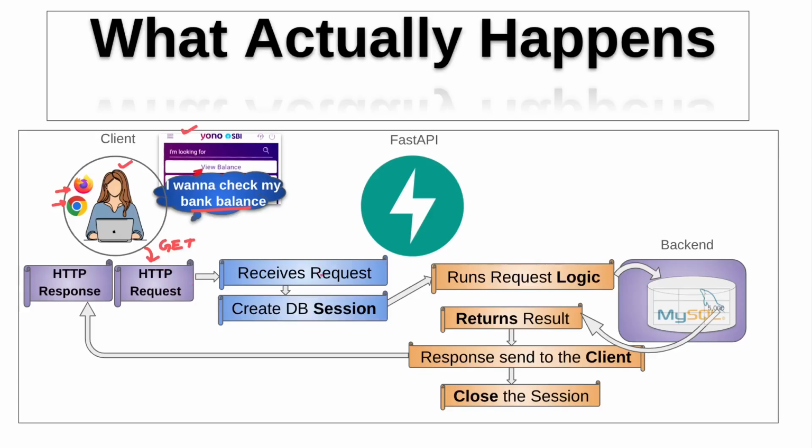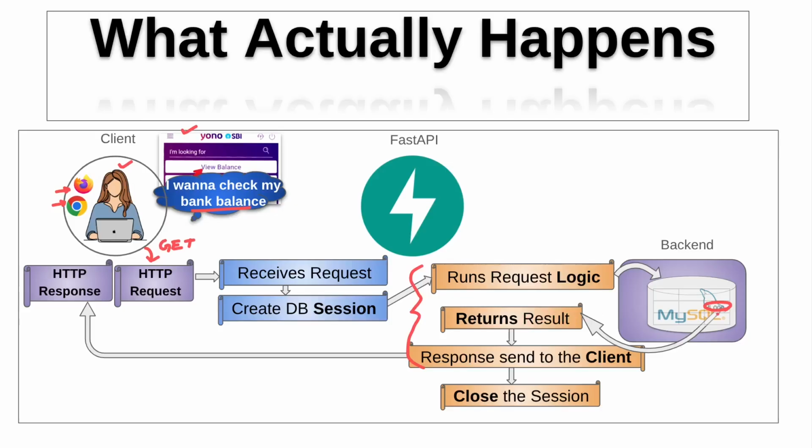And FastAPI will receive the request and create a database session. This session will continue until the response is sent to the client. Then FastAPI runs the request logic. This request logic is for retrieving the data from the database. So this data can be retrieved successfully. Then the result would be the bank balance.